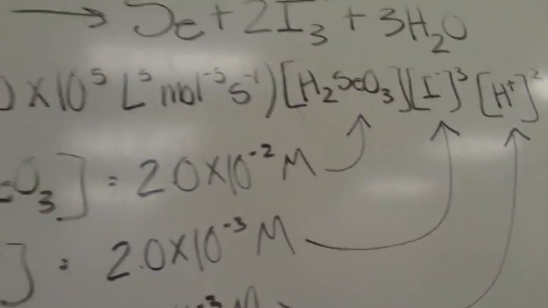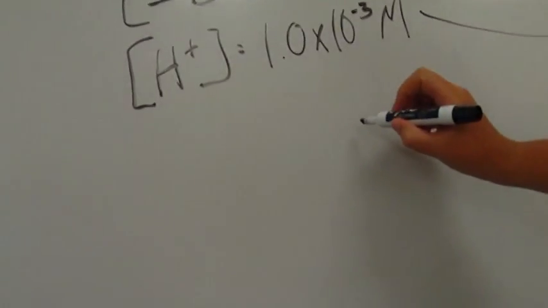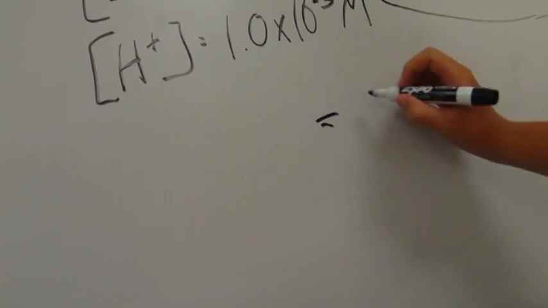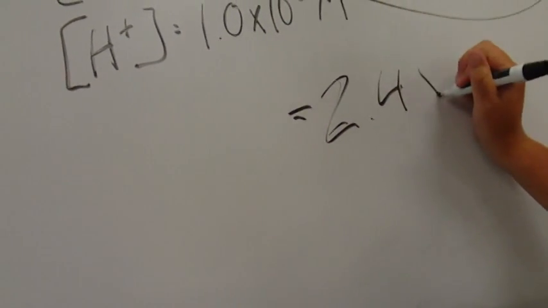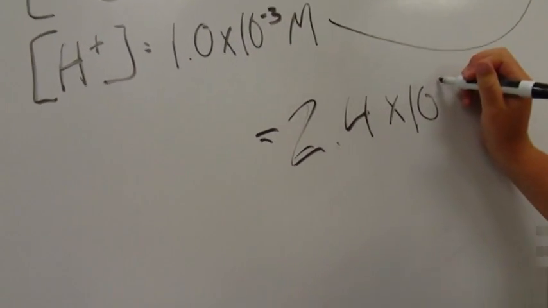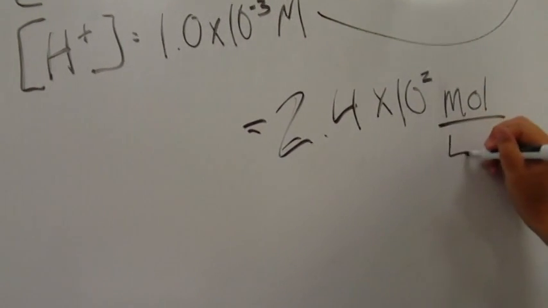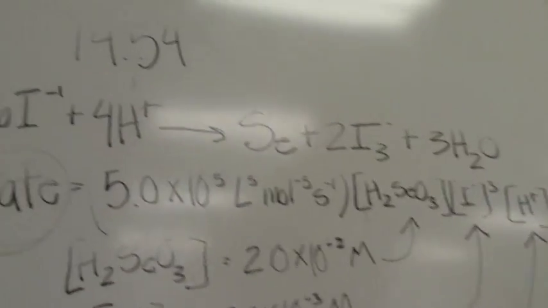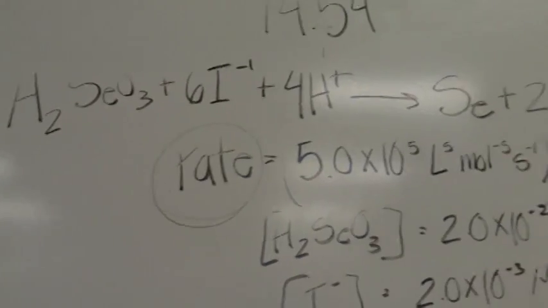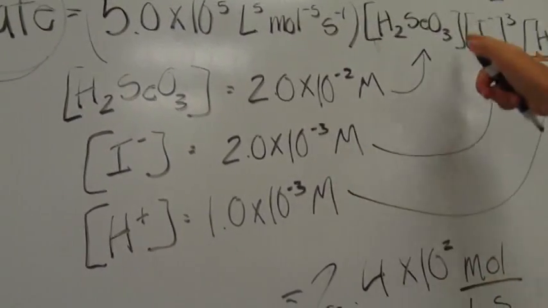And when you multiply all of that out, you'll end up with the rate equals 2.4 times 10 to the second moles per liter per second. And that's the answer. That's the rate. Again, really simple. Just take what they've given you and plug it into the equation.